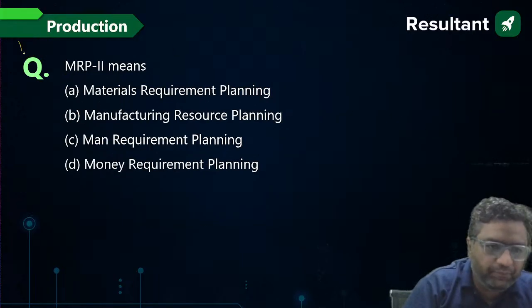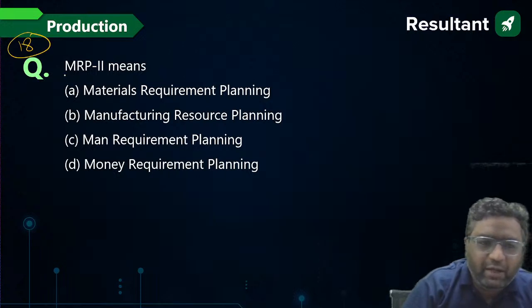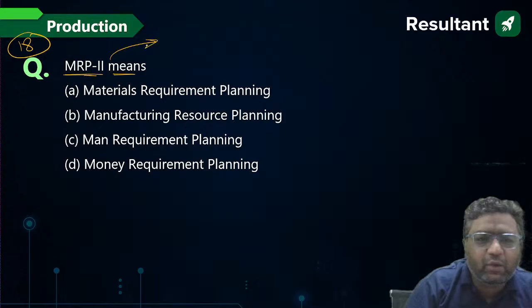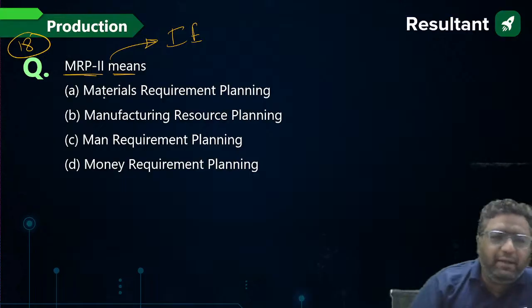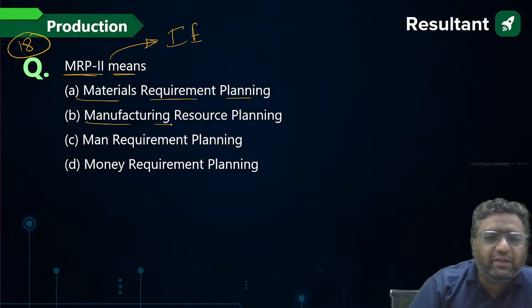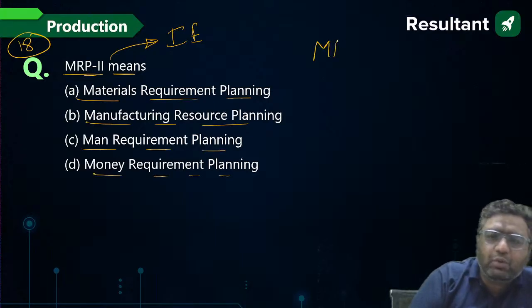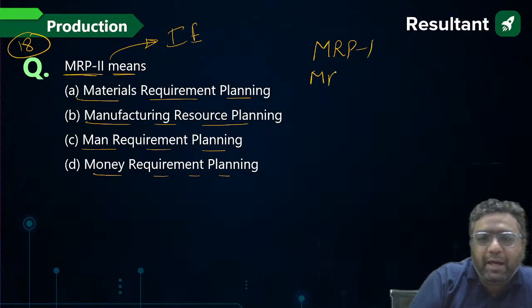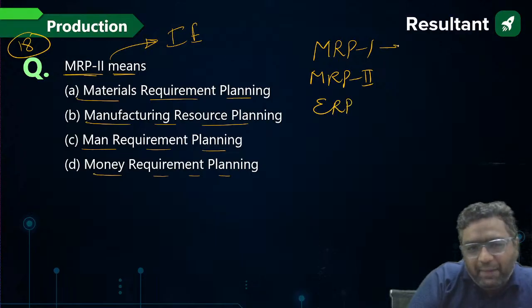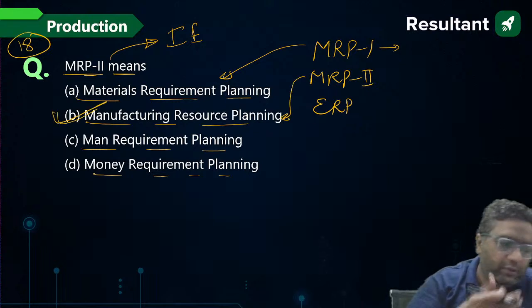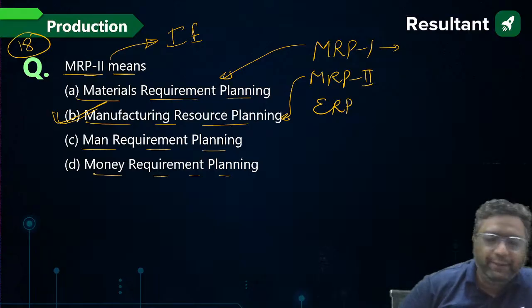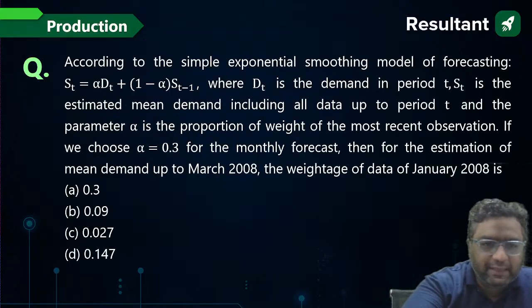Question number 18. When we are talking about MRP2, this is basically the question from industrial engineering. What is the meaning of M here? It is material requirement planning, manufacturing resource planning, man requirement planning, or money requirement planning. If you remember, there is MRP1, MRP2, and then you have ERP. So here MRP1 is material requirement planning, MRP2 is manufacturing resource planning. So answer is going to be B for this. I hope everybody is getting it.